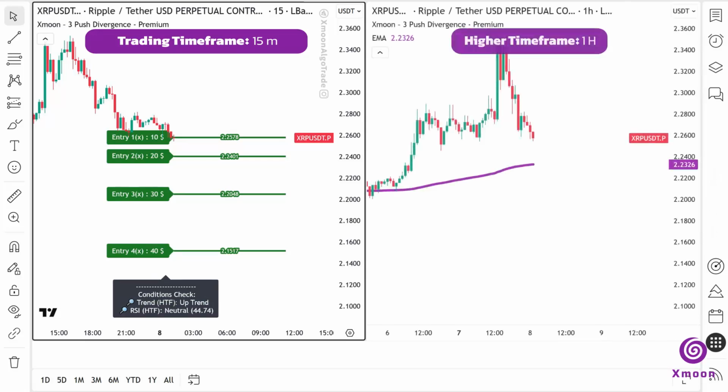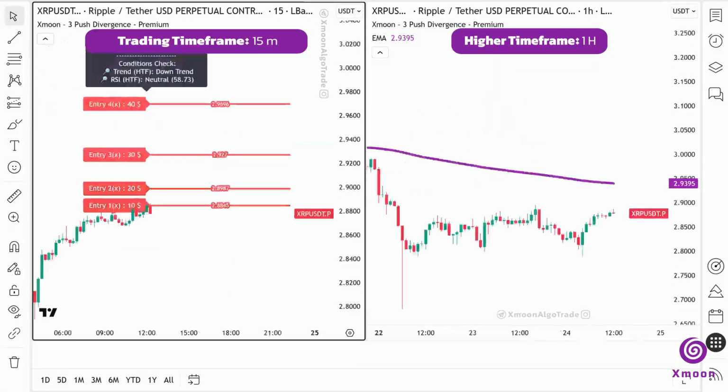If the trend on the higher time frame is bullish, meaning it's an uptrend, it's recommended to exclusively enter buy trades, also known as long positions. And if the trend on the higher time frame is bearish, indicating a downtrend, then it's preferable to only engage in sell trades, or what we call short positions.